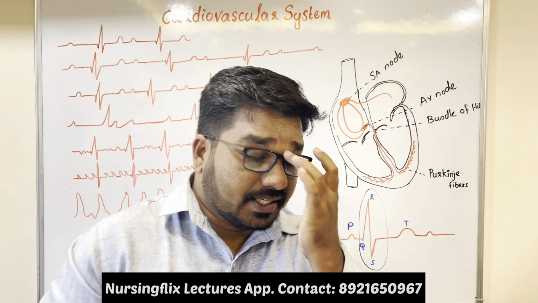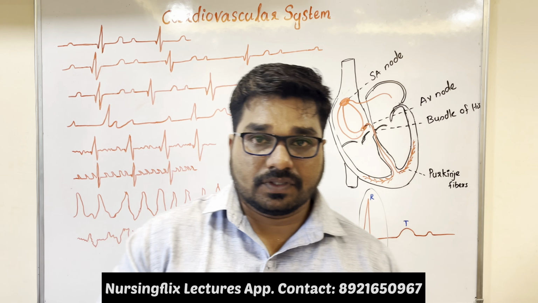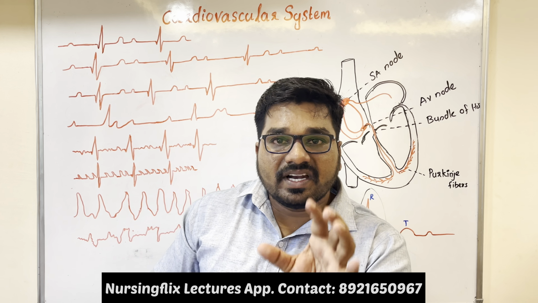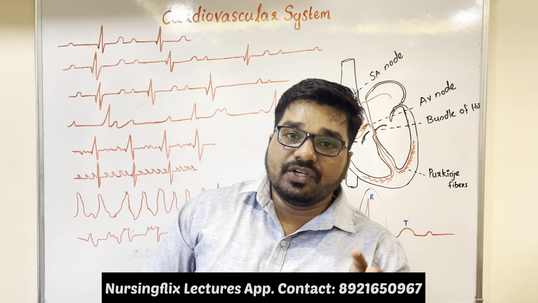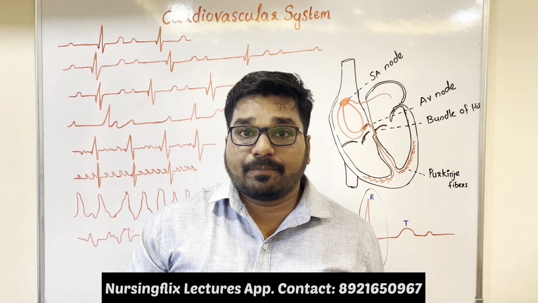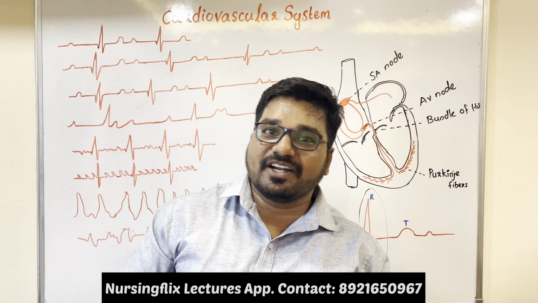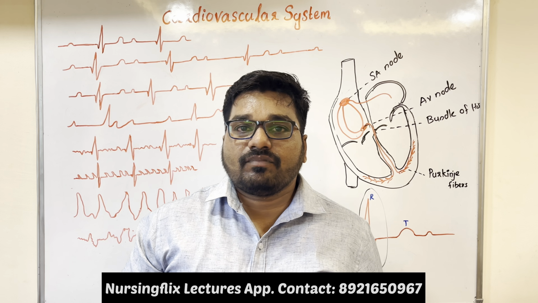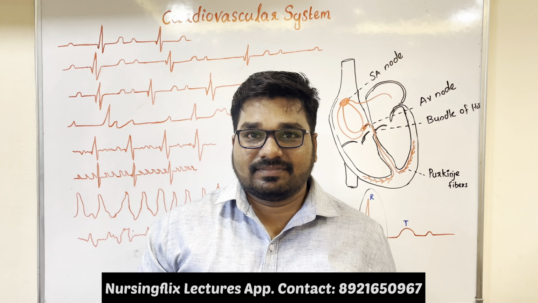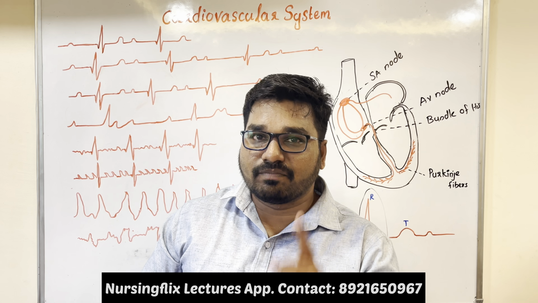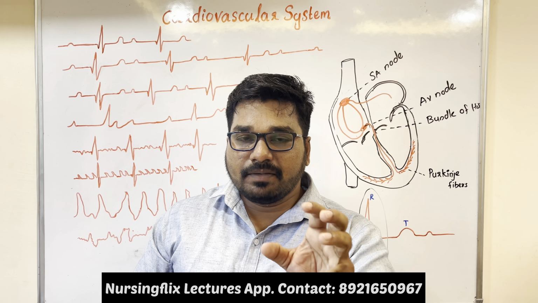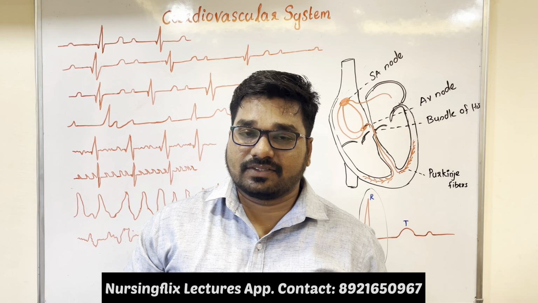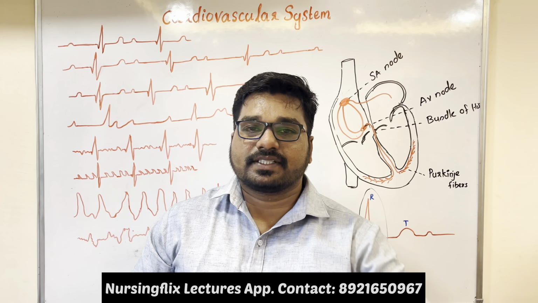But if it is coming very dominantly, we call it a prominent U wave. A prominent U wave can be seen in hypokalemia, decreased potassium levels in blood. That is a very important ECG characteristic of hypokalemia. It can be asked. The rest of the things we will discuss in nursing foundation.